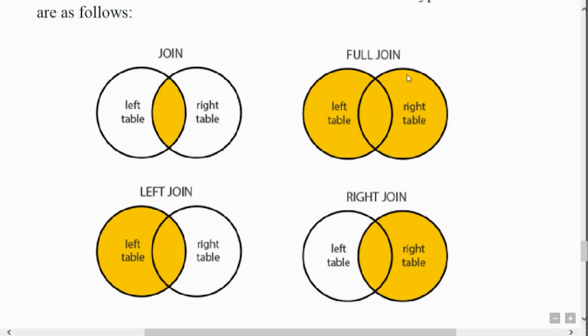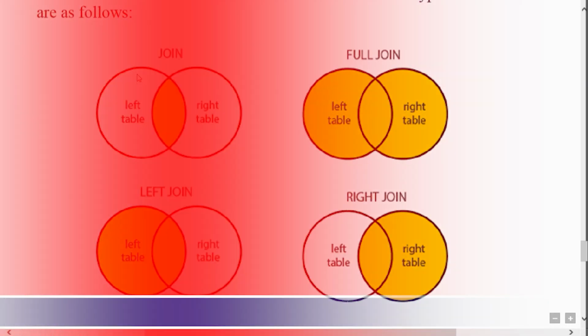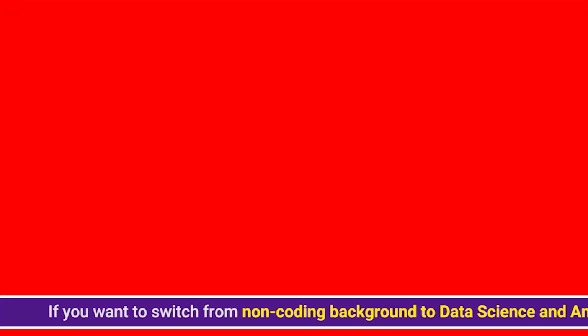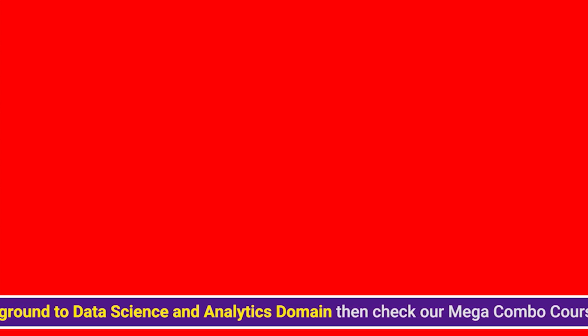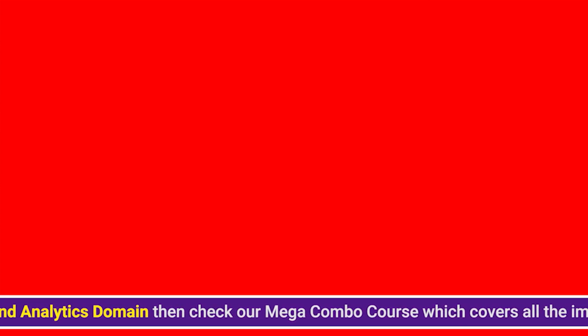So there are 4 types of join in SQL. First is the inner join. Suppose there are 2 tables, the left table and the right table. So the inner join will only retrieve the common data between the 2. So you see this yellow part is the common records between the 2 tables. So the inner join will only retrieve the common records. Next is the full join. Full join will retrieve all the records from the left table, all the records from the right table, and also the common records from both the tables.